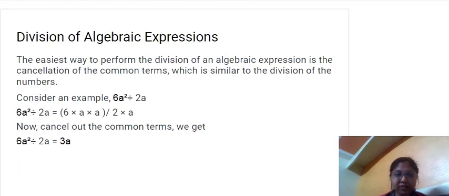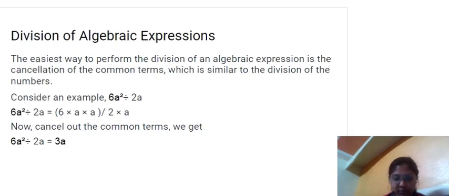Now let's discuss about division of algebraic expressions. The easiest way to perform the division in the algebraic expression is the cancellation of the common terms. It is exactly similar to the division that we perform with the numbers. So let's consider an example 6a square divided by 2a. We can write 6a square as 6 into a into a, as these are the possible factors of 6a square. And we can write 2a as 2 into a, as 2 and a are the only possible factors of 2a. Now cancelling out the common terms, we are left with only 3a. So that is the desired result.